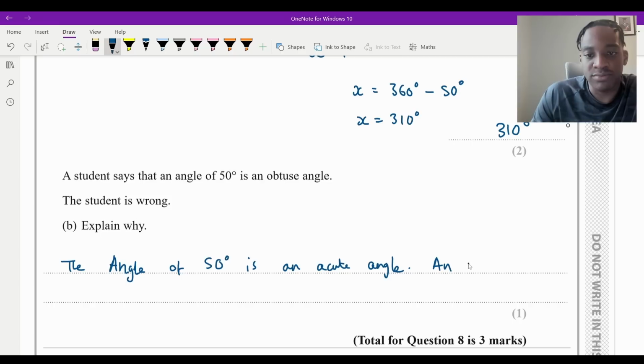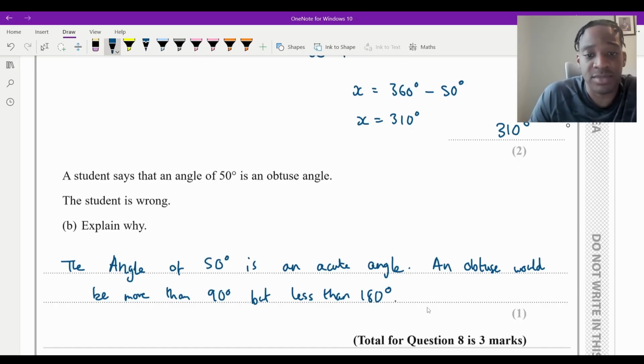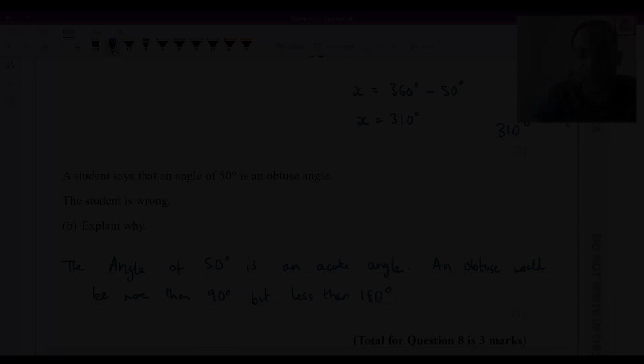An obtuse angle would be more than 90 but less than 180. So either one of these two sentences will give you the mark. And yeah, that's question 8 finished.